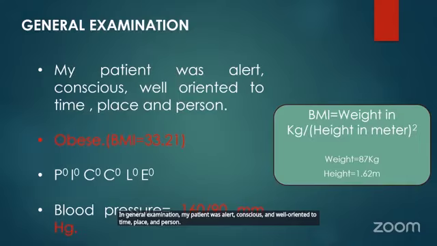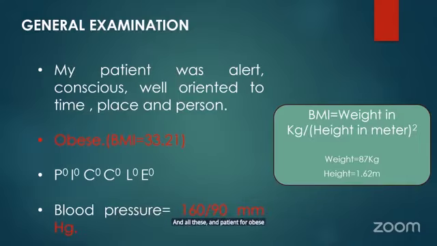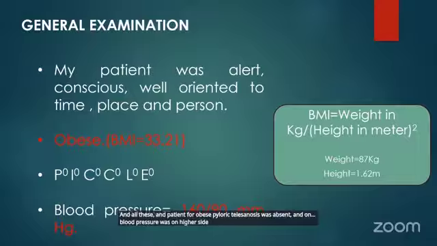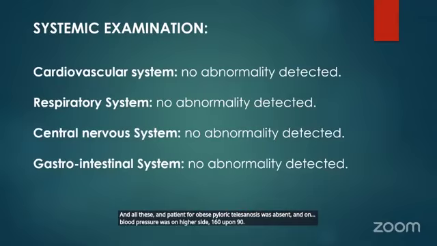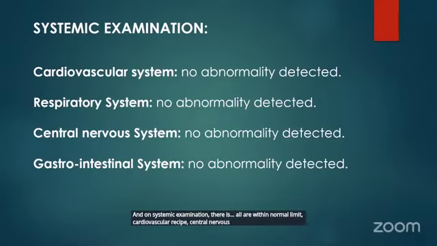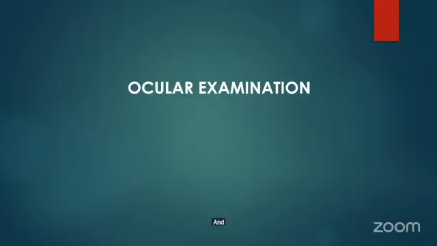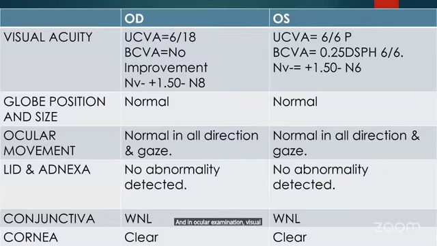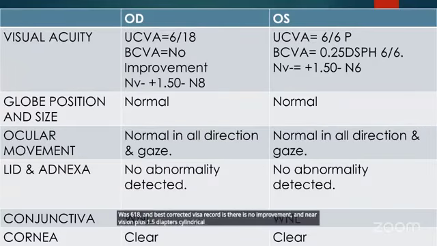And the patient was obese, pallor, icterus, cyanosis was absent, and blood pressure was on the higher side, 160 upon 90. On systemic examination, all are within normal limit: cardiovascular, respiratory, central nervous system, and GI system. In ocular examination, uncorrected visual acuity in the right eye was 6/18, and best corrected visual acuity there is no improvement, and near vision plus 1.5 diopter cylindrical, and vision is N6.